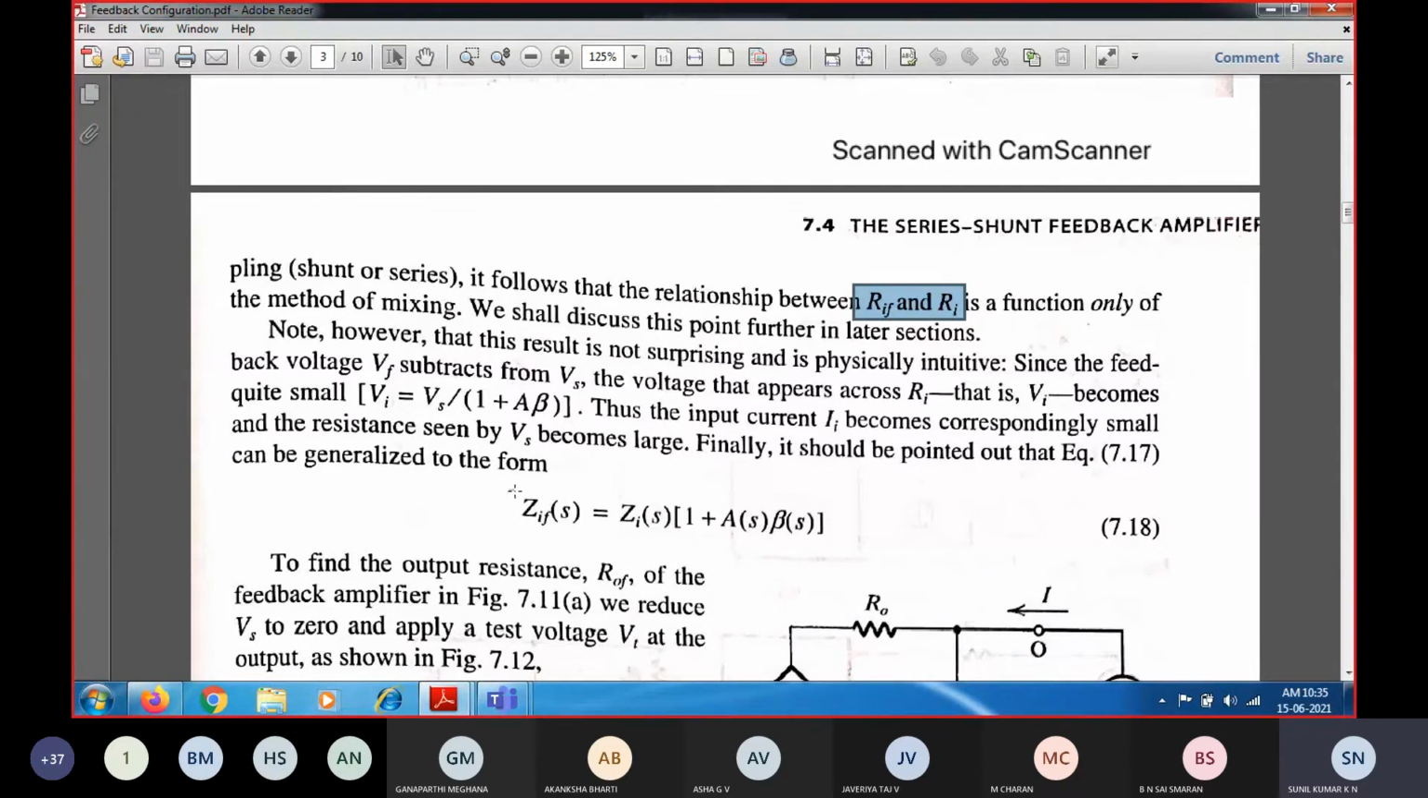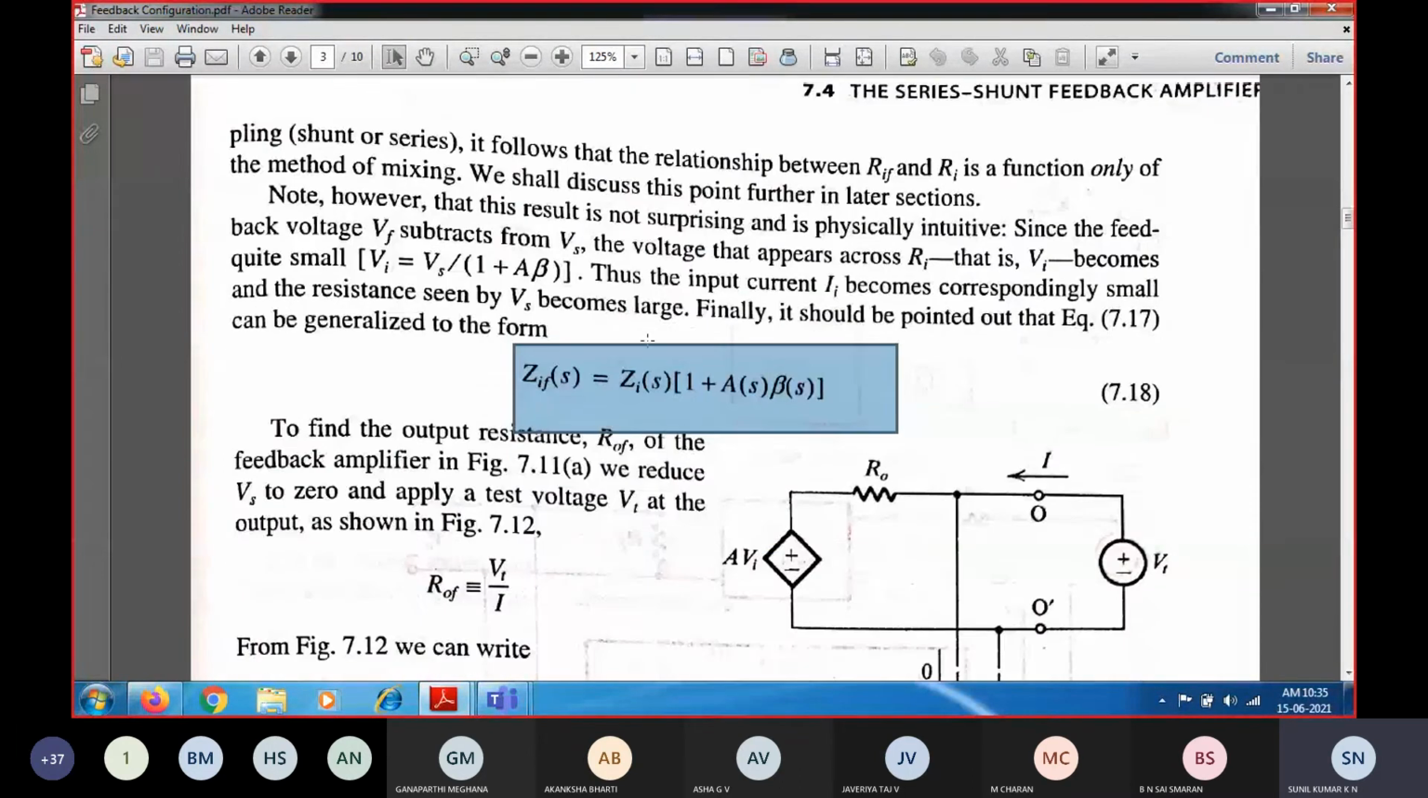I am representing the same thing in terms of impedance, so the resistance value is replaced with impedance. ZIF of S will be equal to Zi of S into 1 plus A of S into beta of S. This is how you get the input impedance with feedback.